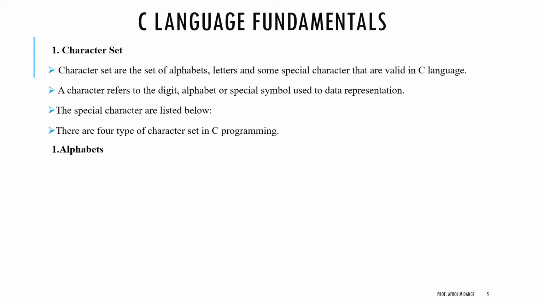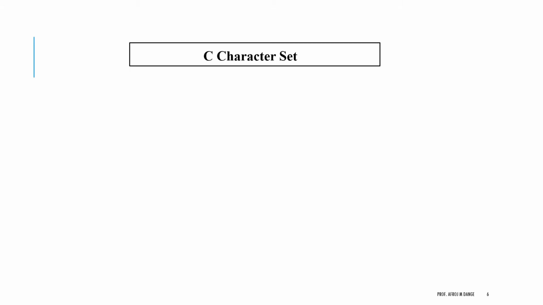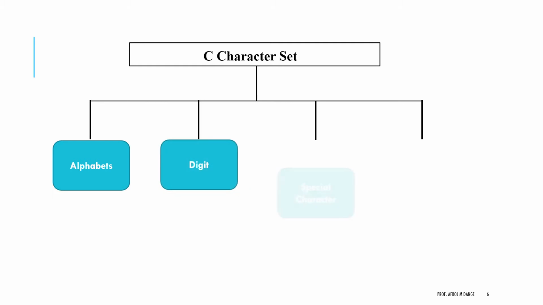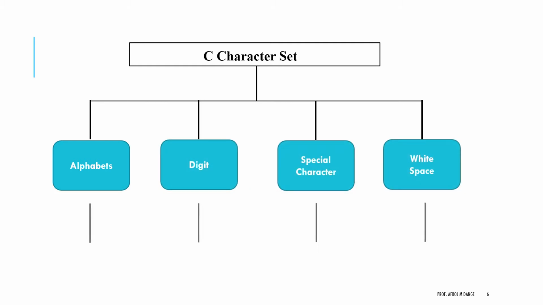That means there are four types of character set in C programming. First one is alphabets, second one is digits, third one is special characters, fourth one is white space. This is the basic diagram for the character set. There are four types of character set: alphabets, digits, special characters and white space.